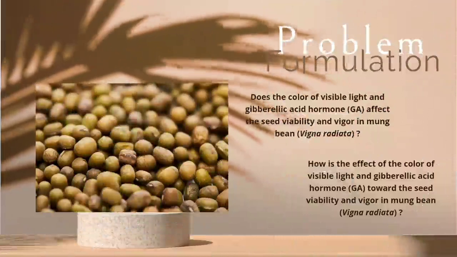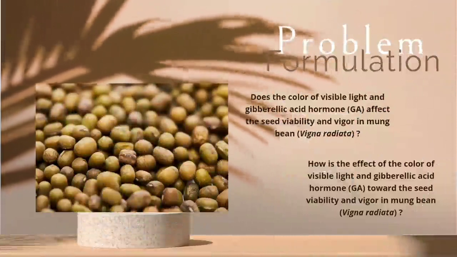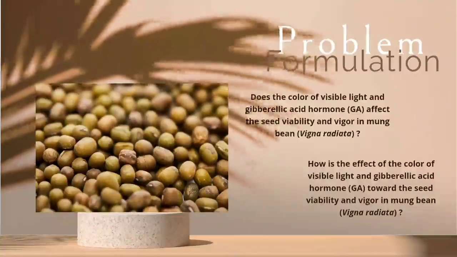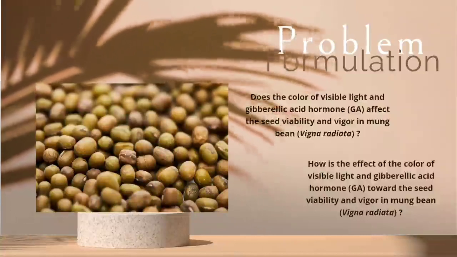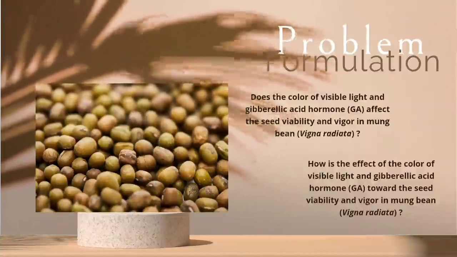Problem formulation. Does the color of visible light and gibberellic acid hormone affect the seed viability and vigor in mung bean? How is the effect of the color of visible light and gibberellic acid hormone toward the seed viability and vigor in mung bean?